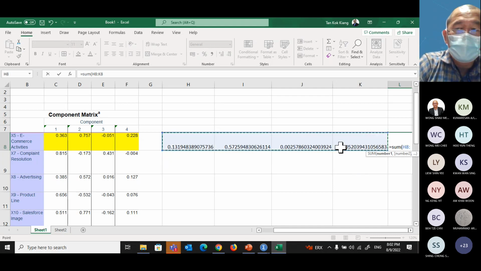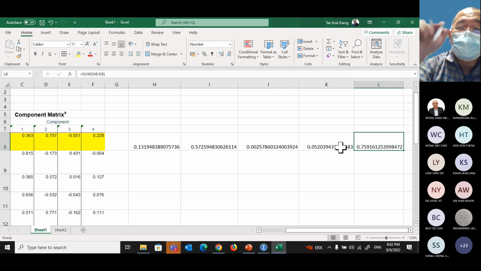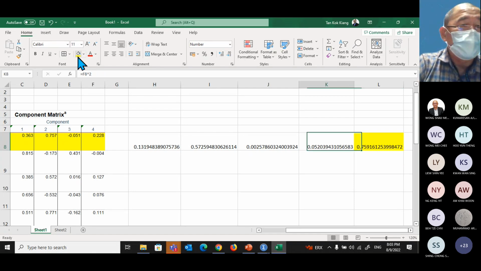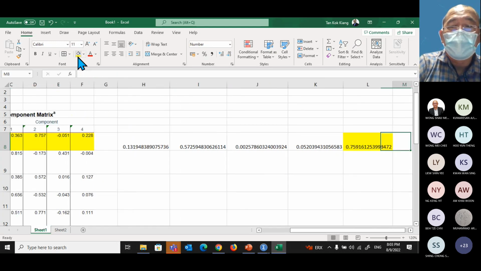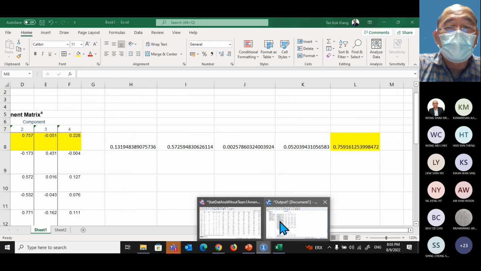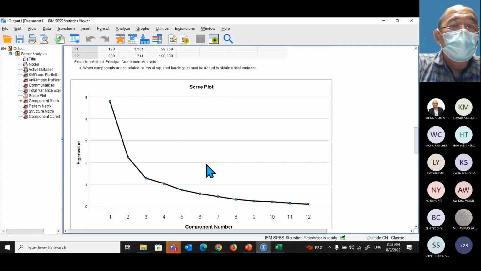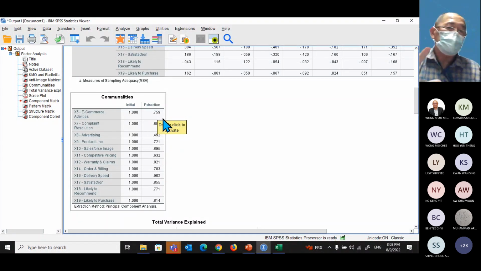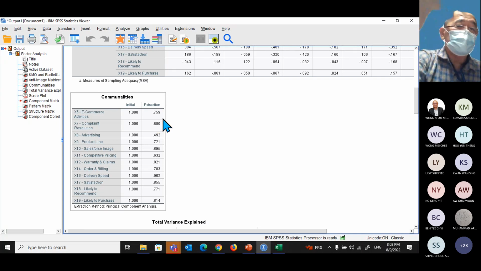Okay, so you get this 0.759. This is for the x5. Okay, and then we see x5 from here. Can you see x5, 0.759? Yeah, communalities 0.759. Don't worry. Any question on the calculation? I will tell you the meaning. What is important? If no problem on the calculation, we see the meaning now.